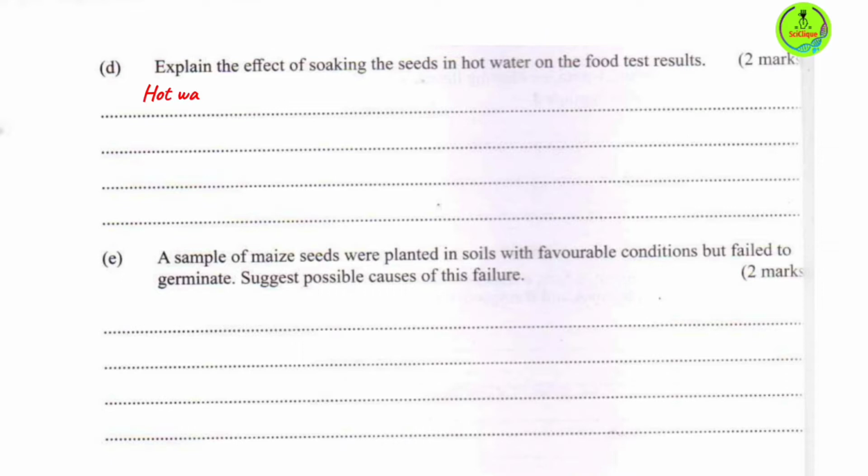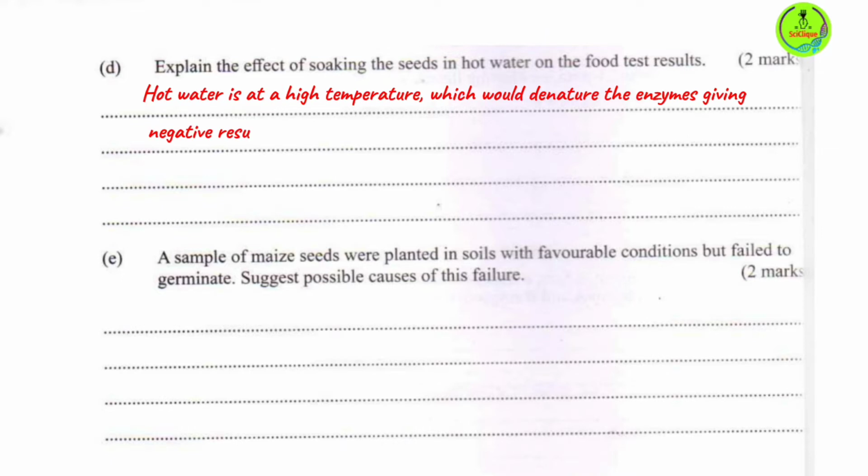Now, hot water is at a high temperature. So what will happen is that when it comes into contact with the seed, it's going to denature the enzymes. So if the enzymes are denatured, you're not going to have hydrolysis of starch. Starch is not going to be broken down to reducing sugars. And therefore, you're going to get negative results. What do I mean by negative results? You're not going to have any color change. The color remains blue.